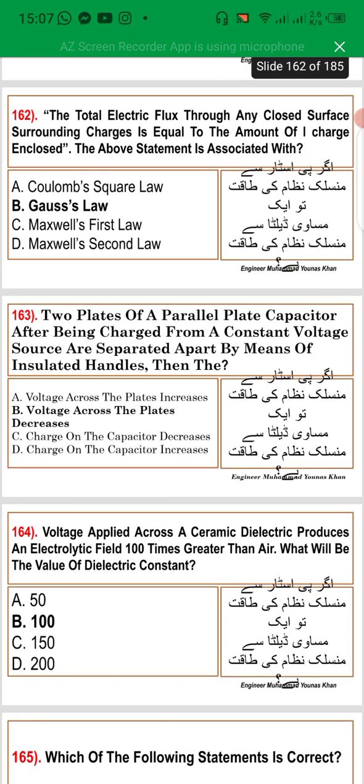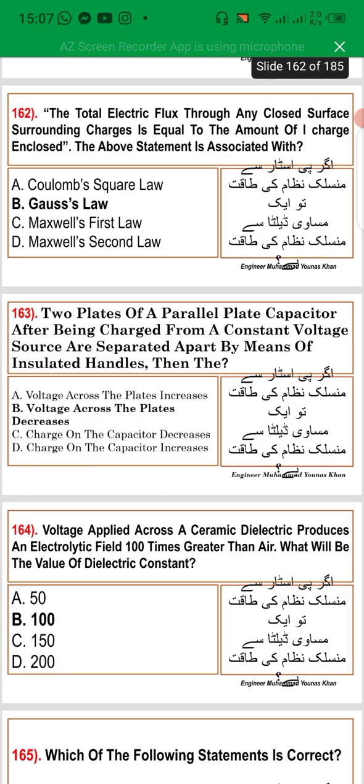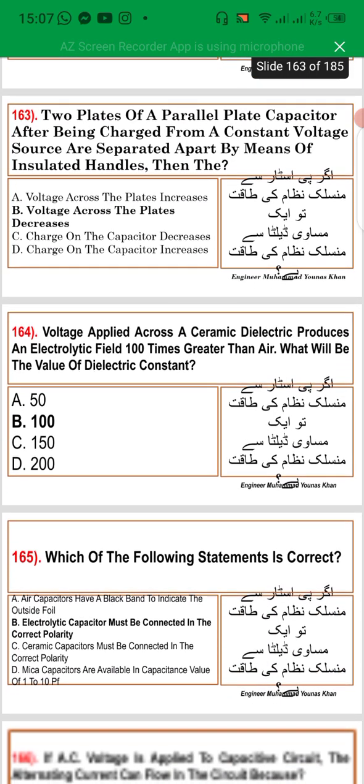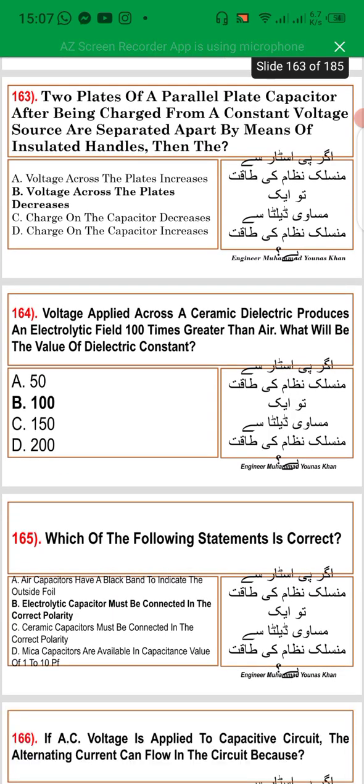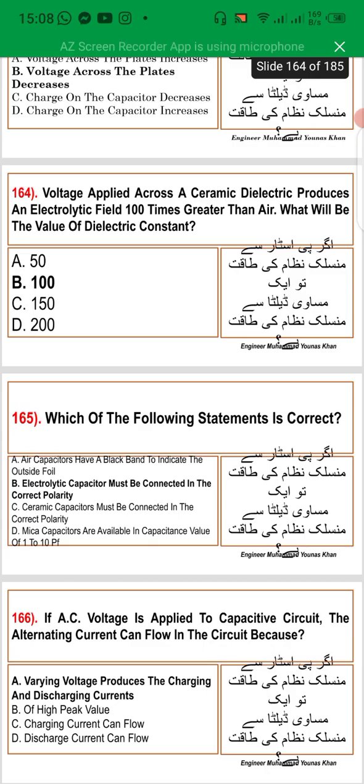The total electric flux through any closed surface surrounding charge is equal to the amount of charge enclosed. The above statement is associated with Gauss's law. Two plates of a parallel plate capacitor, after being charged from a constant voltage source, are separated apart by means of insulated handles. Then the voltage across the plates decreases.